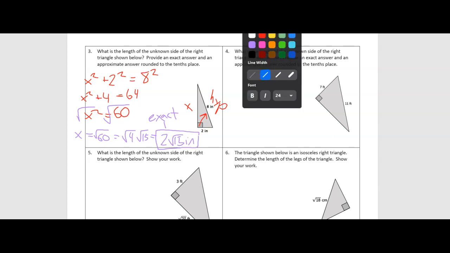All right, let's give an approximate answer. If we punch the square root of 60 into our calculator, we get approximately 7.7. So we can also say x is approximately 7.7 inches.